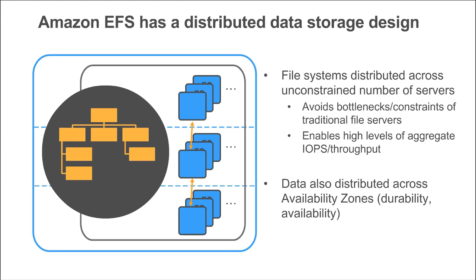To understand EFS's performance model, it's helpful to provide some color on EFS's architecture. At its core, EFS is a distributed data storage design. What that means is that file systems are distributed across an unconstrained number of servers. That avoids the bottlenecks or constraints of traditional file servers and enables high levels of aggregate IOPS throughput. Data also is distributed across availability zones, and we've talked about that before as being critical to high levels of durability and availability.